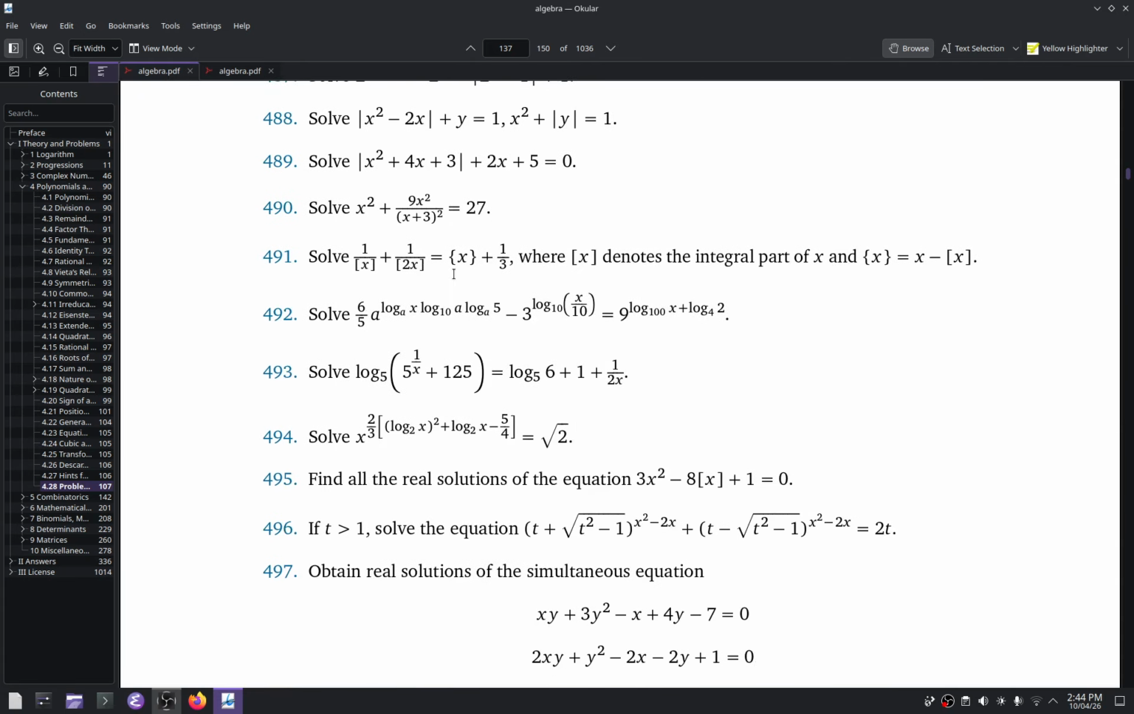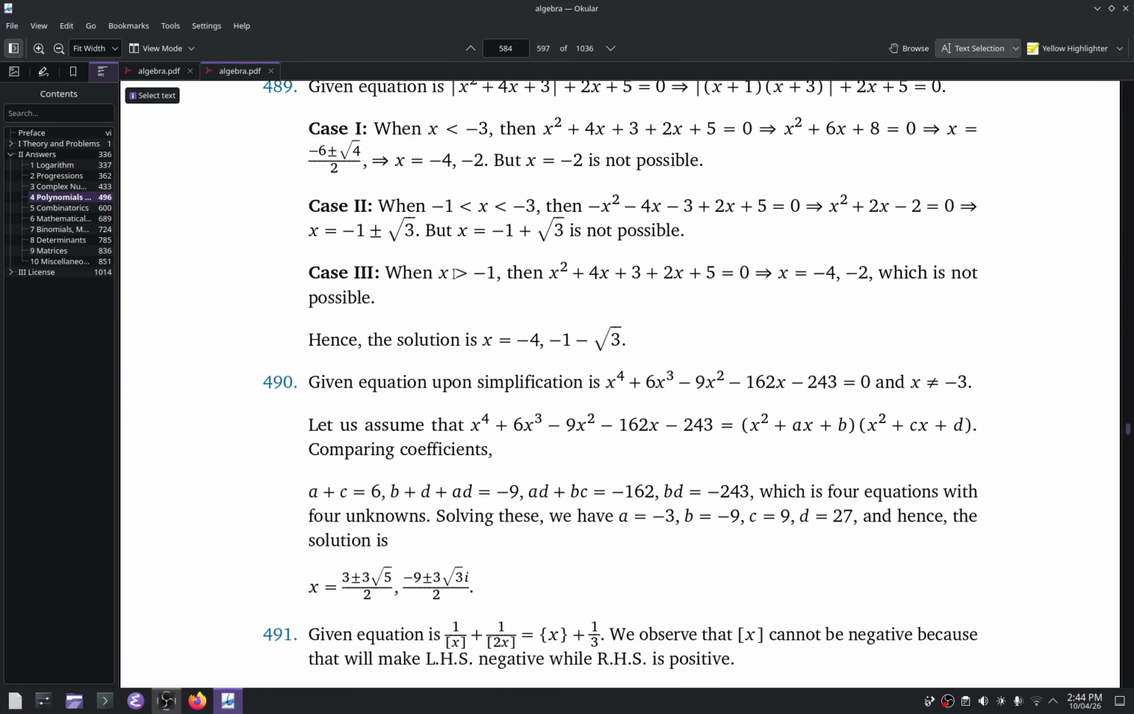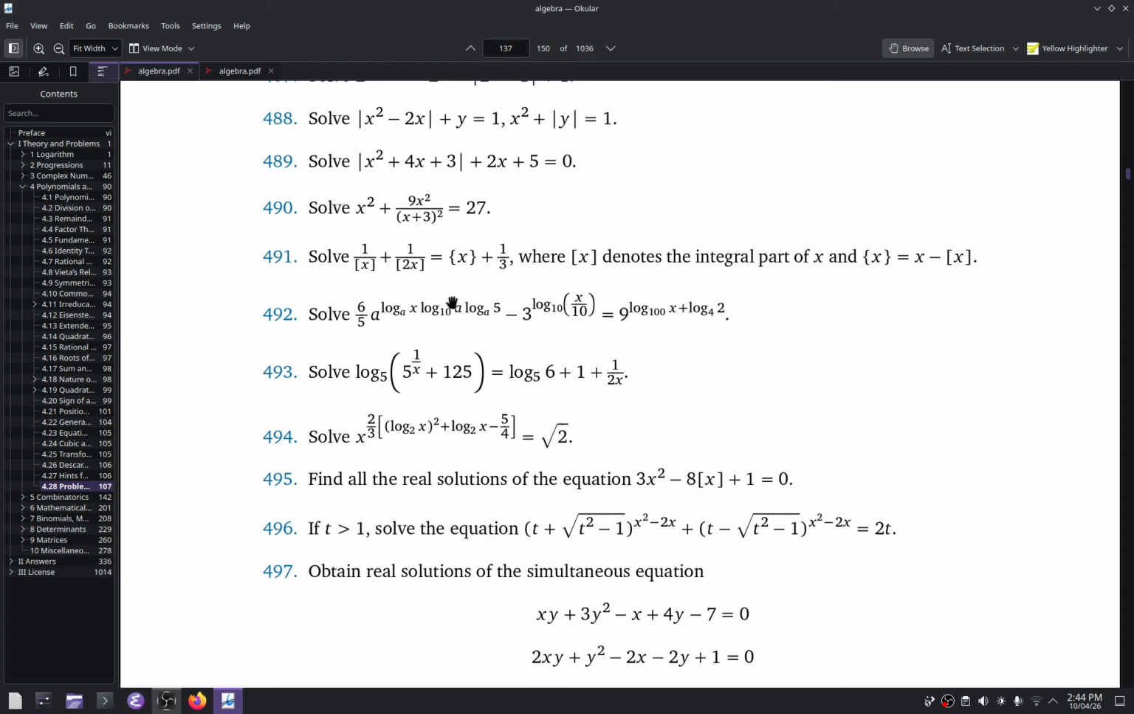So let's go on and solve up to question 500. So we start with question 491. It's a very easy question. It says that 1 by integral part of x plus 1 by integral part of 2x is equal to fractional part of x plus 1 by 3, where the bracket of x denotes the integral part of x, and x inside braces, that is the fractional part of x, is equal to x minus, obviously, the integral part of x.